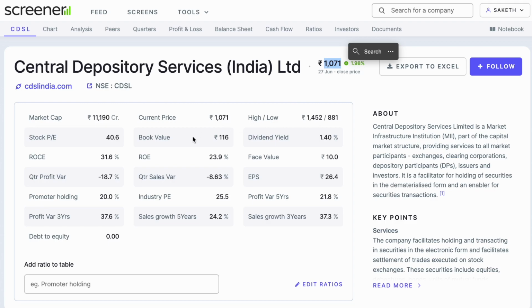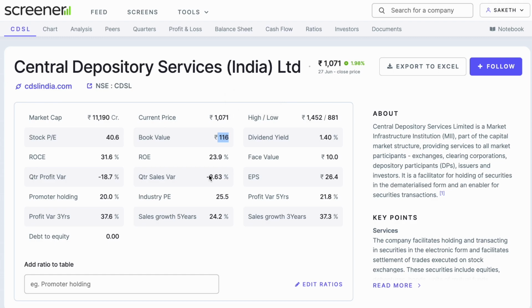Right? The stock PE is 40.6, which is not bad. The ROCE is 31.6, which is also good in my perspective. Not just my perspective, it is one of the best. And the ROE is 23.9%. The book value is 116, and the price is 1071.